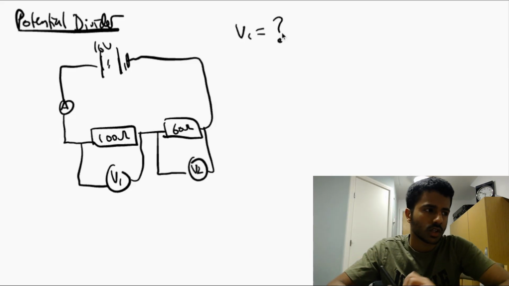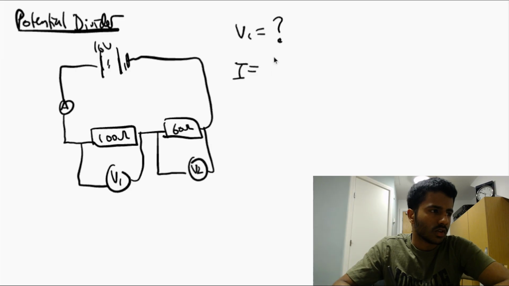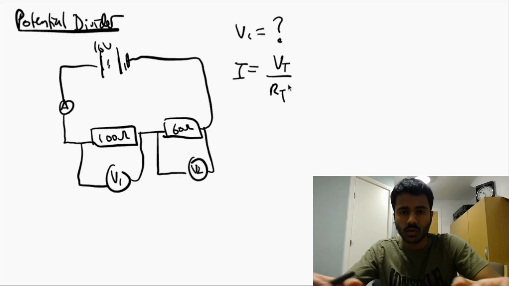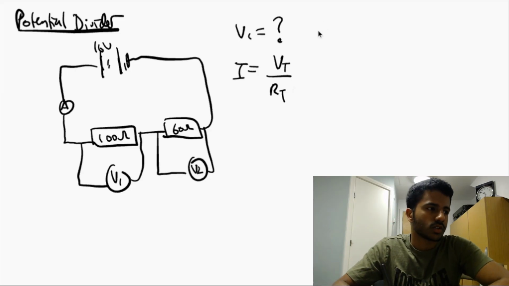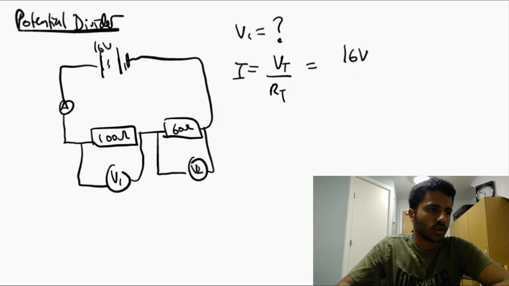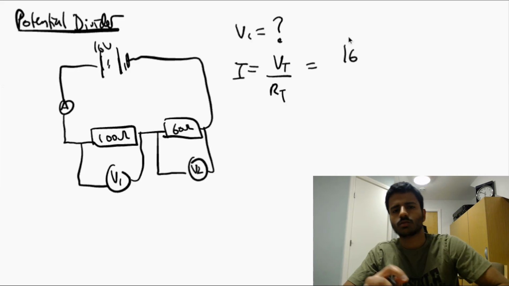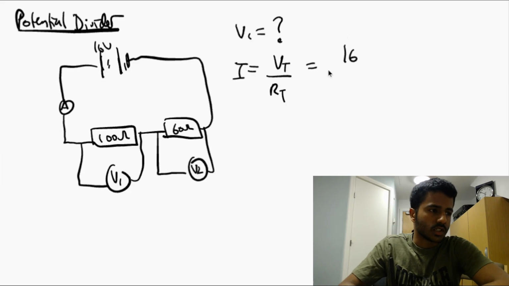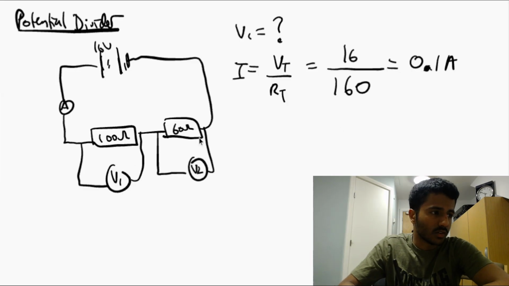And let's try that first. So I is equal to Vt over Rt. Remember, we have to use the total. We're only given the total voltage, so we have to use the total resistance. So that's just a linear combination of the two. So that's 16 volts. Let's ignore the units for now. When you're using the calculations, it's probably best not to put the units in the equations. So I'd say 16 over 160 ohms in total. So that's 0.1 amps.